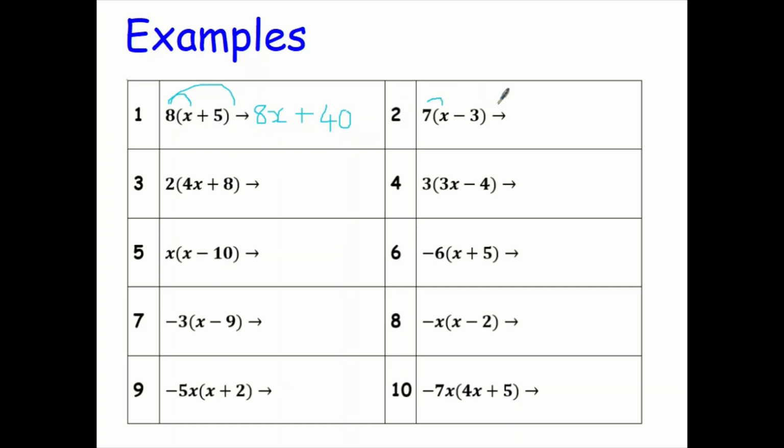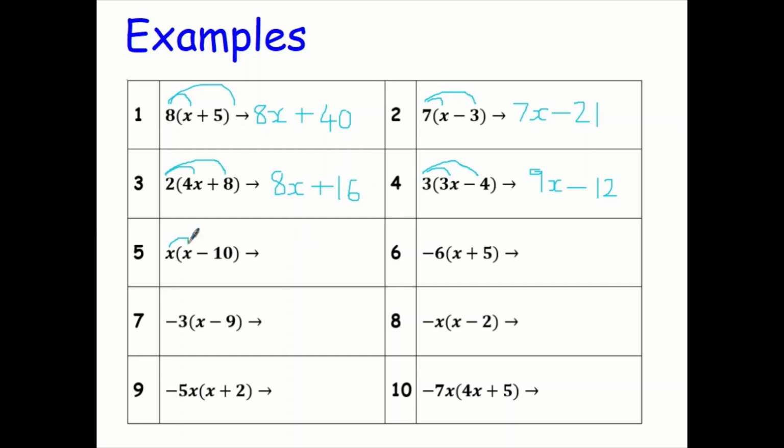7 multiplied by x is 7x, and 7 multiplied by minus 3 is minus 21. 2 multiplied by 4x is 8x, and 2 multiplied by positive 8 is positive 16. 3 multiplied by 3x is 9x. 3 multiplied by minus 4 is minus 12.